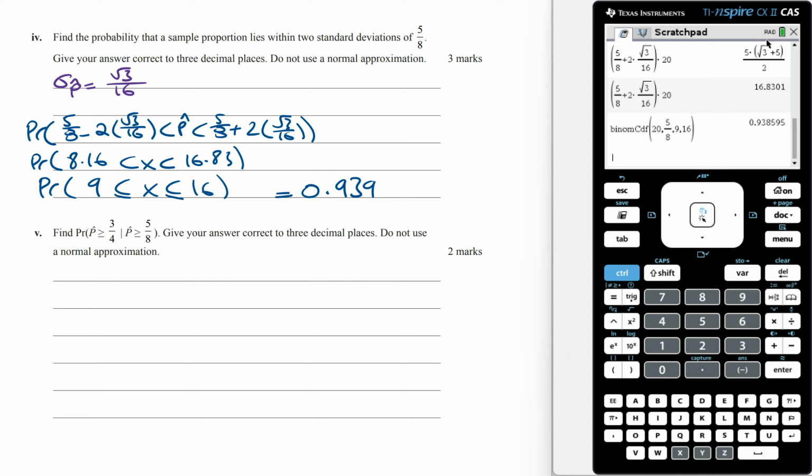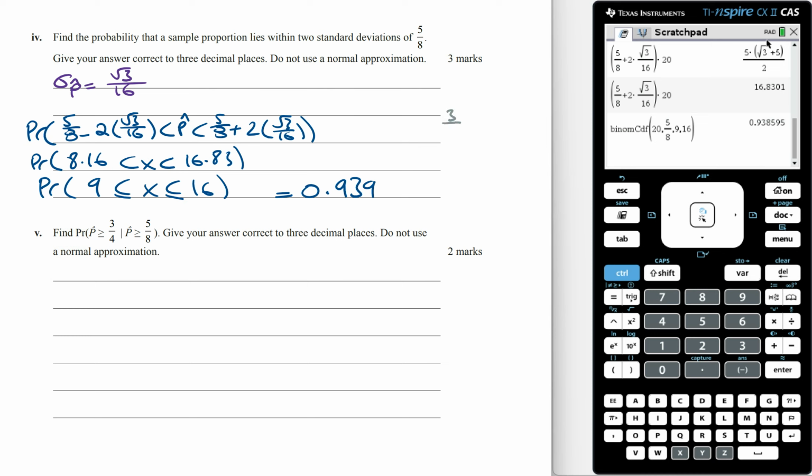Part 5. Find the probability that p hat is larger than or equal to 3 on 4, given that p hat is larger than or equal to 5 on 8. Give your answer correct with 3 decimal places. Do not use a normal approximation. To work out this probability, the first thing we need to do is change p hat to the variable x, where x is going to be a binomial. And we need to multiply the numbers by the sample size, which is 20.